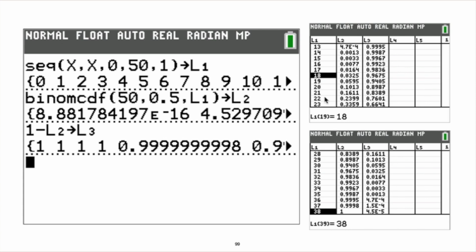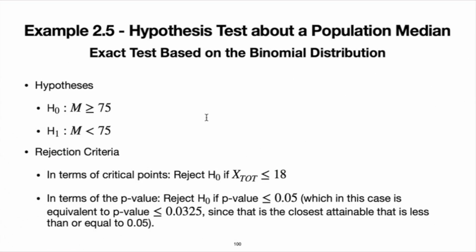This is a left-tailed test, and so using x tot as the critical point, we're going to reject the null hypothesis in favor of the alternative for small values of x tot. And since we want to use a significance level of no more than 5%, we look at the list 2 values, which contain the binomial CDF values. We're looking for the largest value in this column that's less than or equal to 0.05. We see that that is 0.0325, and that corresponds to a value in list 1 of 18. And so that gives us the critical point for this exact test.